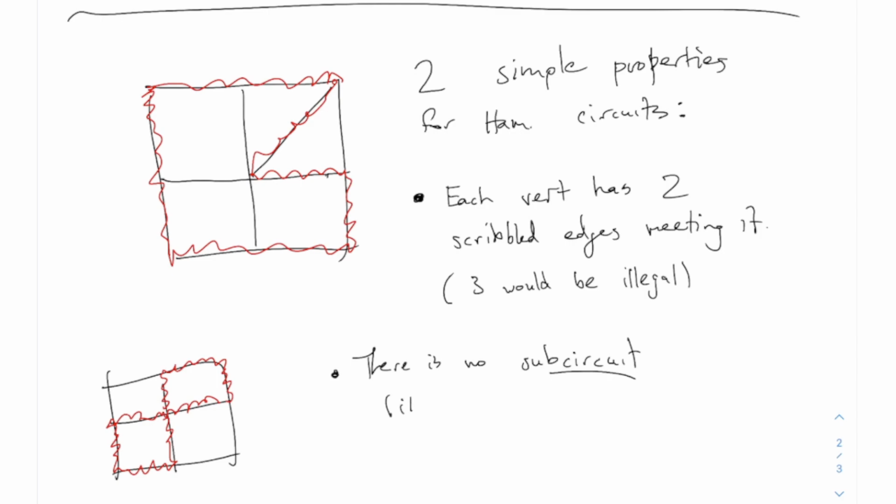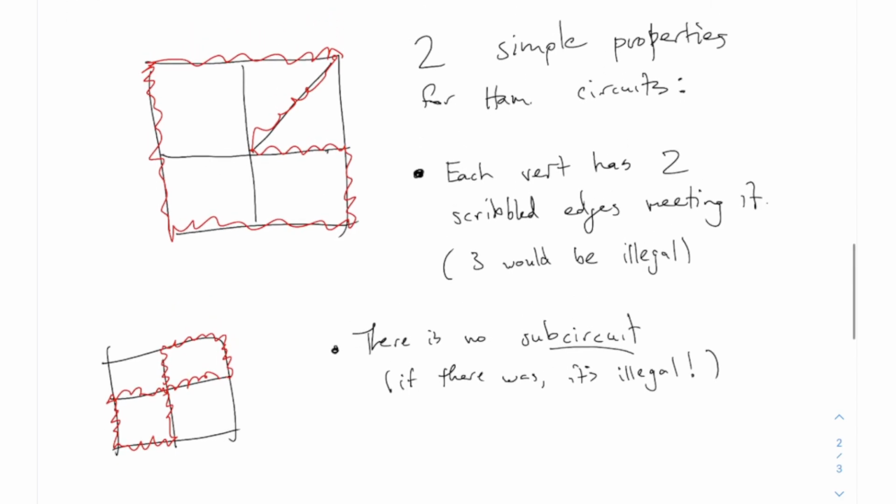I will just say, if there was, it's illegal, right? In a Hamilton circuit, if there were a subcircuit, that would mean that you must have revisited one of the vertices already, and that's not allowed in a Hamilton circuit. All right? So we're going to try to reason in terms just of these 2 simple properties. They seem very simple to me at least, but it turns out you can get really far by using those 2 properties and approaching every graph kind of like a little puzzle.